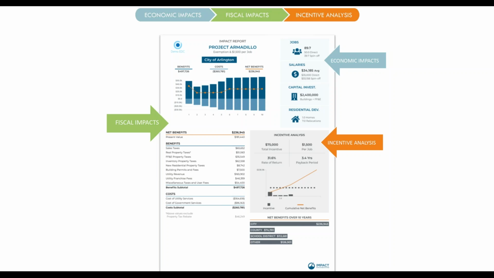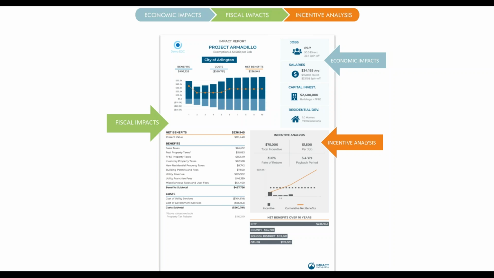So again, a $75,000 incentive, maybe $1,500 per job, that gets us paid back in 3.4 years. So we can calculate a payback period on our investment as an economic developer. So that's kind of where we're going with this, why we think all three of those pieces of information are important, and how we kind of combine it all into one report.